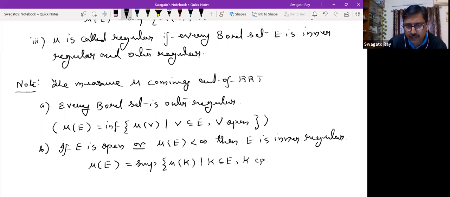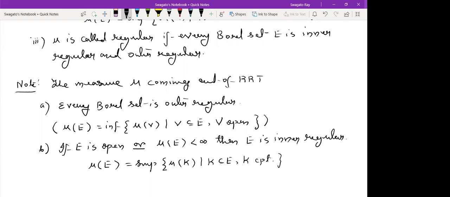This is in the statement of Riesz representation theorem. Are you in agreement that this was one conclusion of Riesz representation theorem? Yes, sir. Okay.